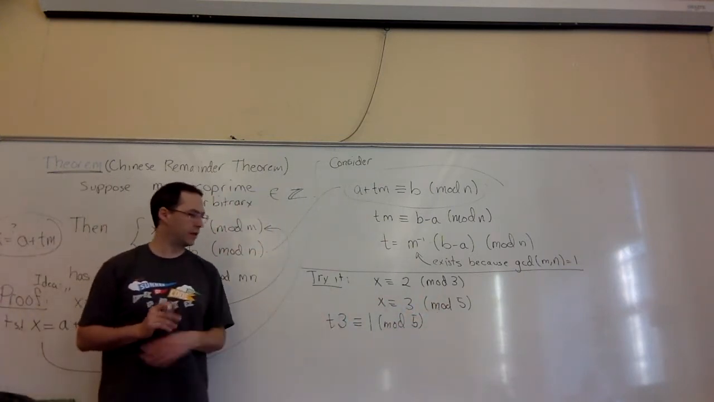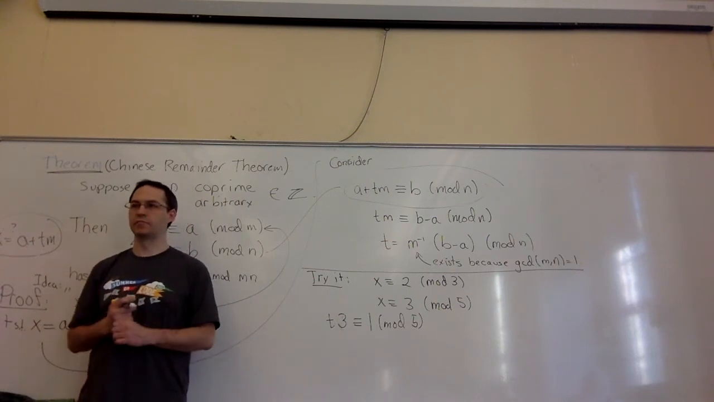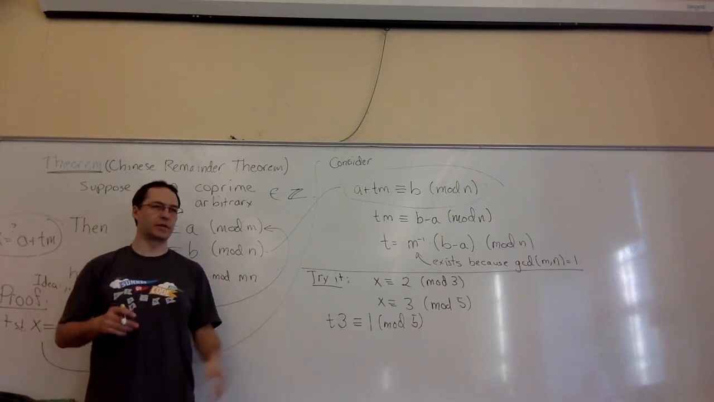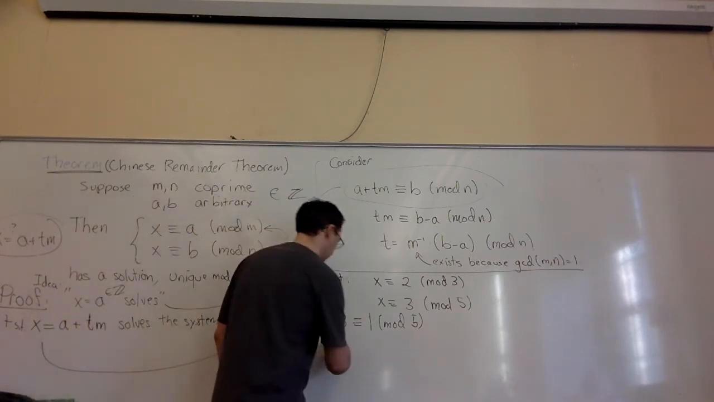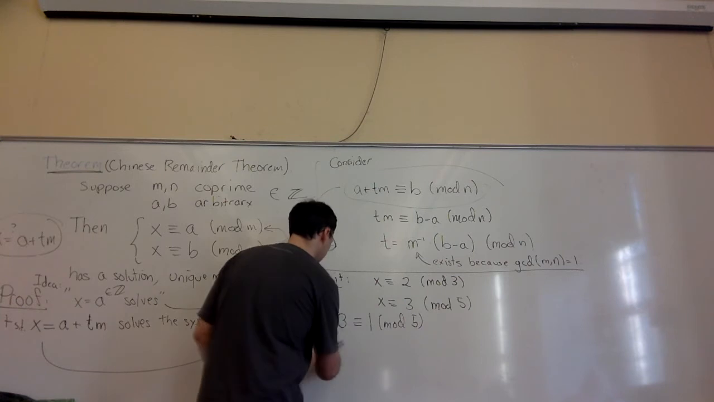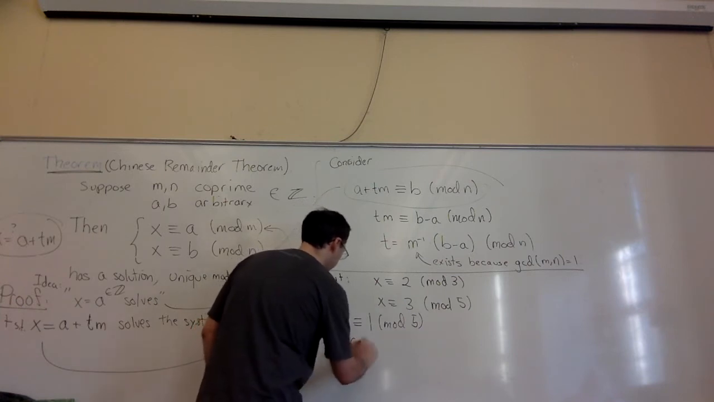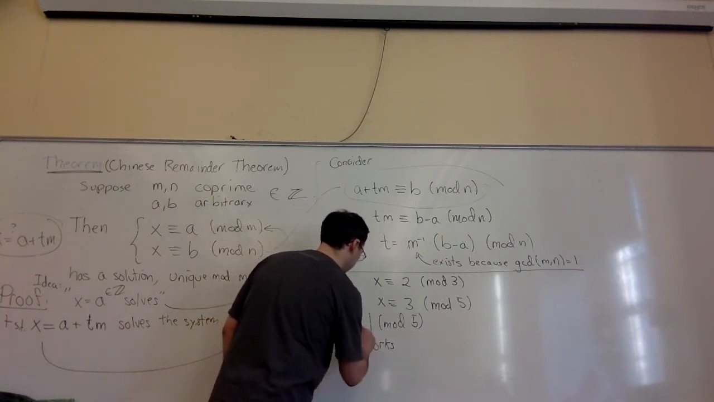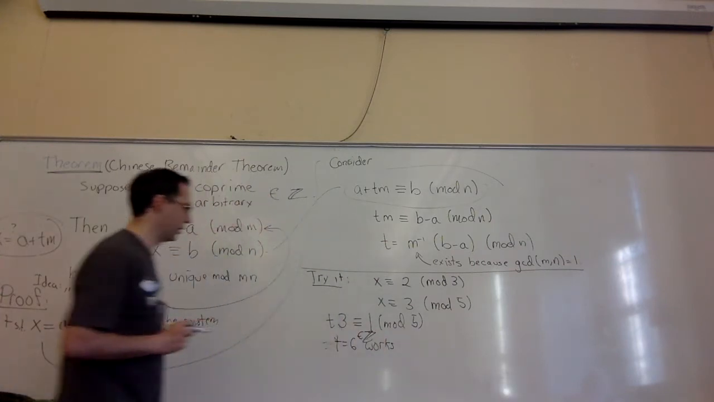So we're nicely using everything we have. Can anybody think of a t that solves that equation? 2 works. 2 times 3 is 6, which is 1 mod 5. So we could take t equal to 6. T equal to 6 works. You can choose any integer that works. So that's an integer, and it works.